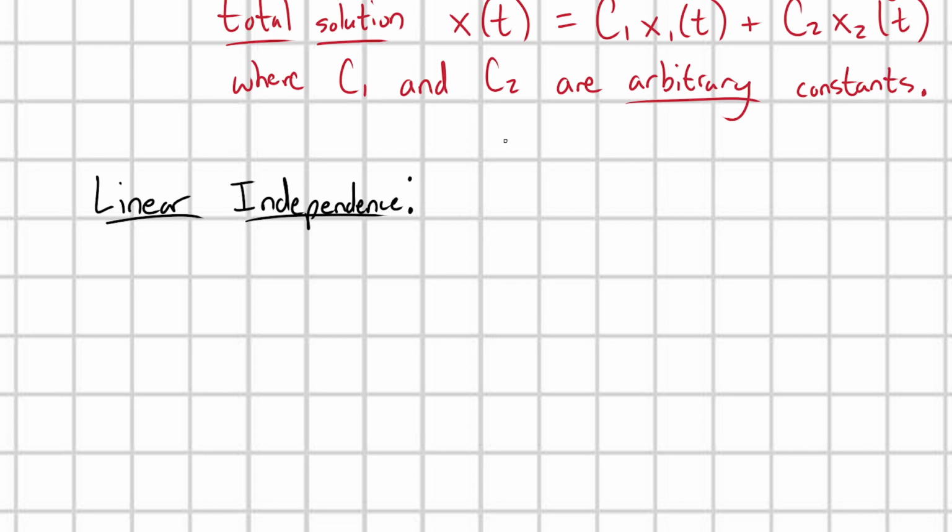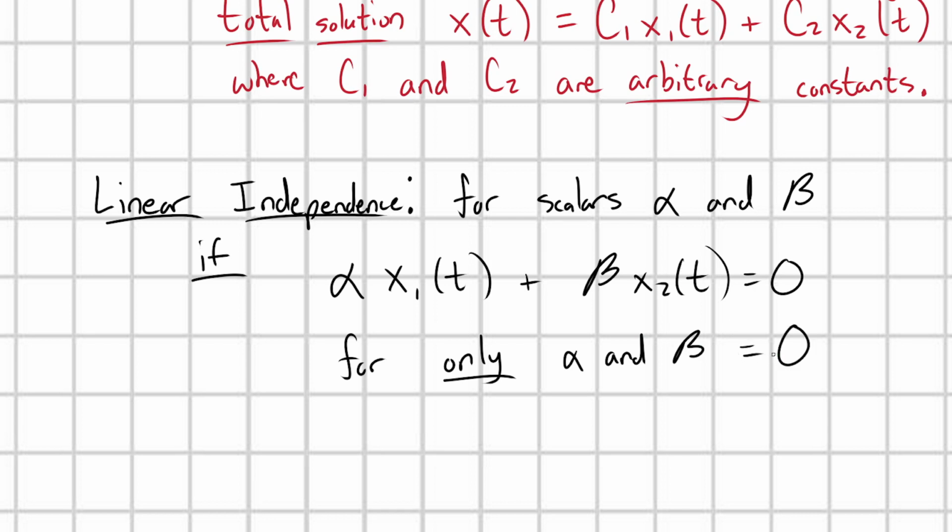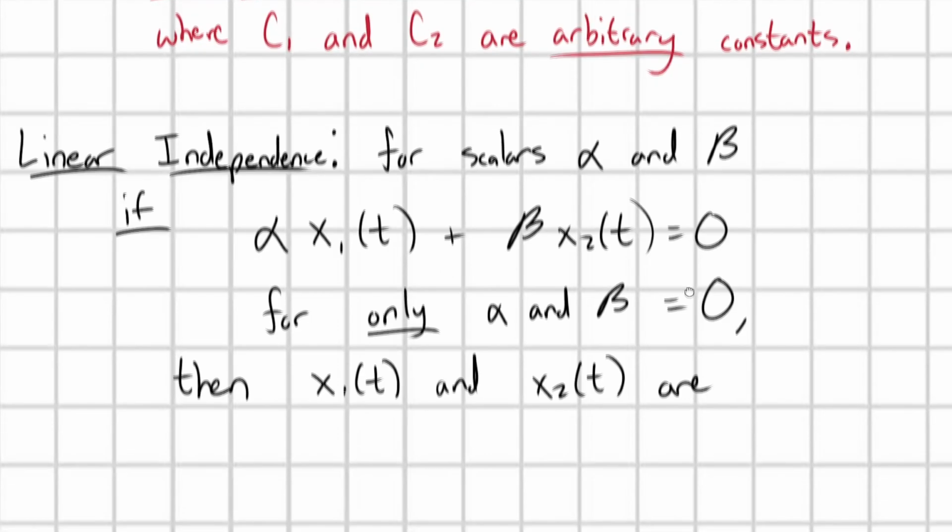So just like in linear algebra, linear independence tells us that for scalars alpha and beta, if alpha times x1 of t plus beta times x2 of t equals 0 only for alpha and beta equal to 0, then x1 of t and x2 of t are linearly independent.